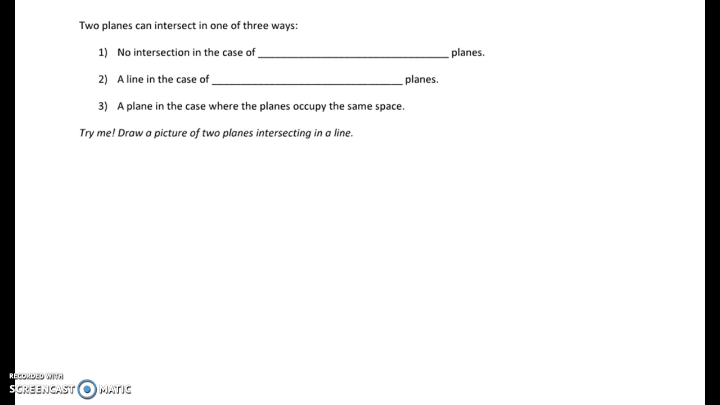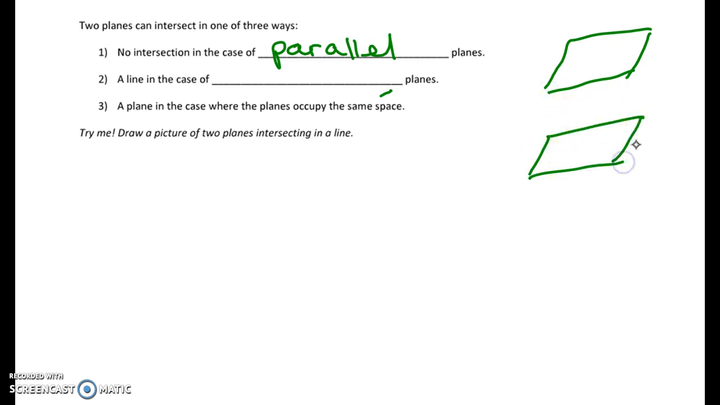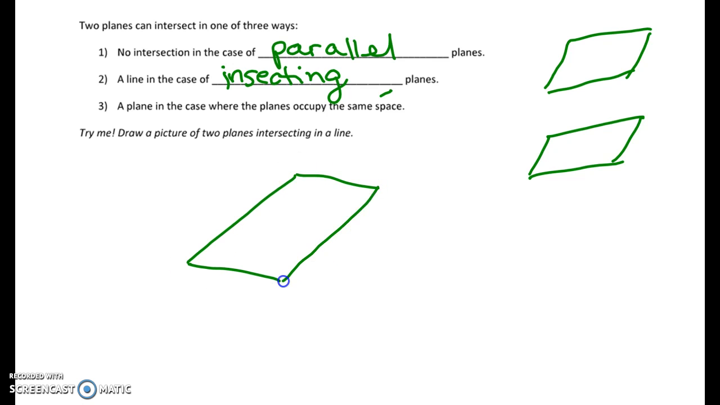Then we're going to talk about two planes intersecting. Two planes can interact in two ways. First, you can have no interaction in the case of parallel planes. And again, those are planes that they both are here, but they are never ever going to intersect. They're parallel. Then you can have a line in the case of intersecting planes. And this is hard to draw, but super cool. If I've got a plane and then another plane crossing with it, they're going to intersect in a line.